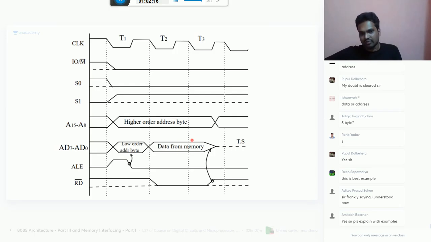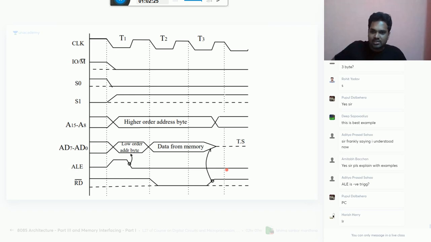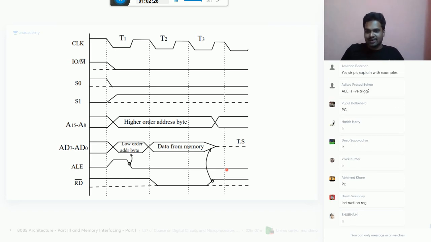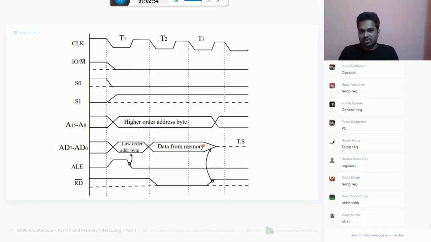Sir, where will this data go? Where will it keep this data, sir? No, it is not IR. IR is used only during the opcode fetch machine cycle. Only in opcode fetch will it use IR. Now it may be the temporary register, it may be the W register, it may be the Z register. It depends on the instruction. It purely depends on the instruction. I will show you that when we discuss the instruction set. Here it is not IR.